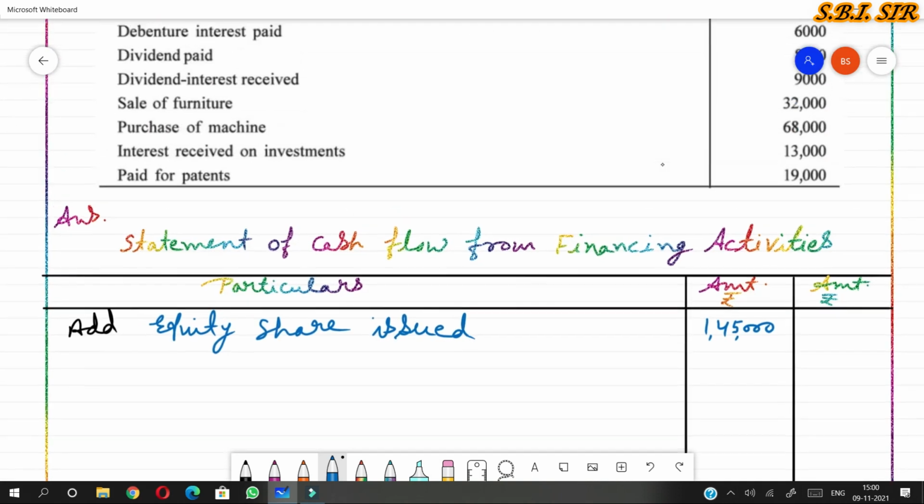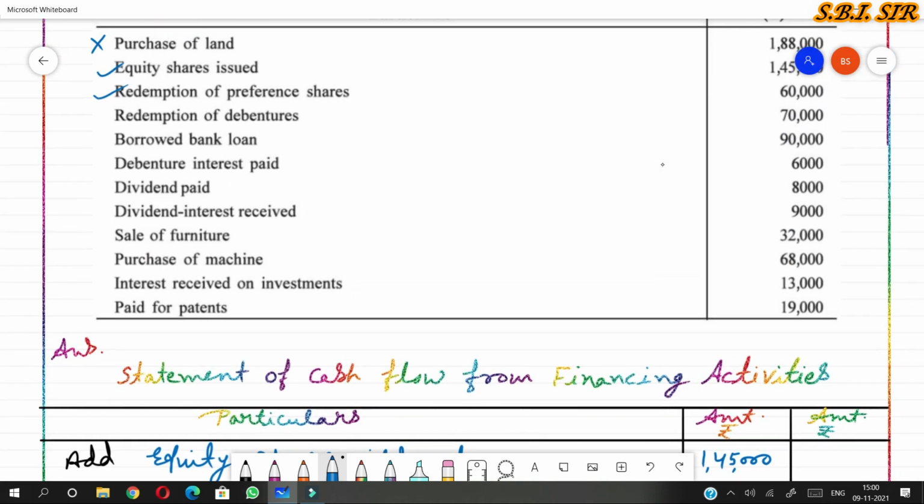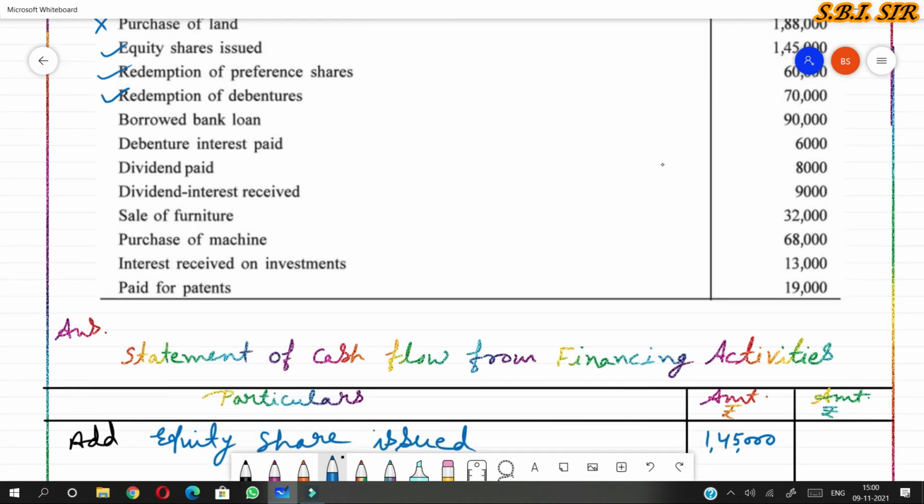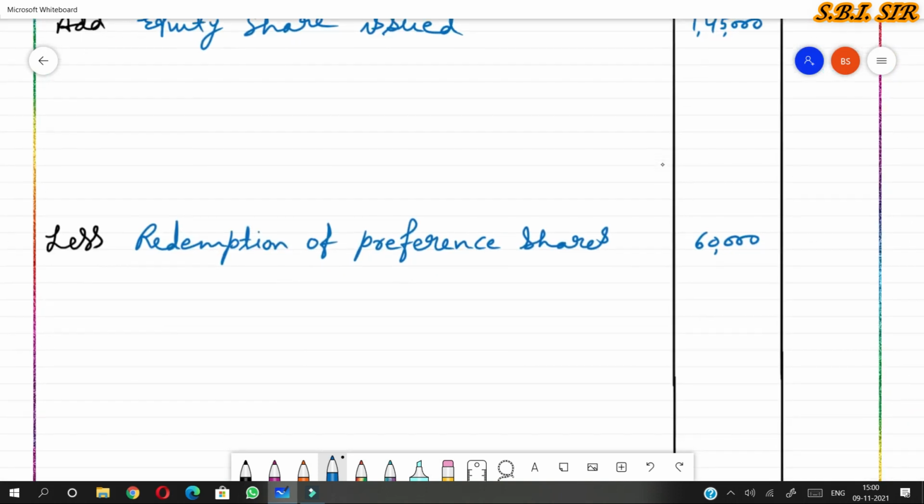Next, redemption of debentures 70,000. It also decreases the cash flow, so redemption of debentures we will less or deduct. Debentures 70,000.